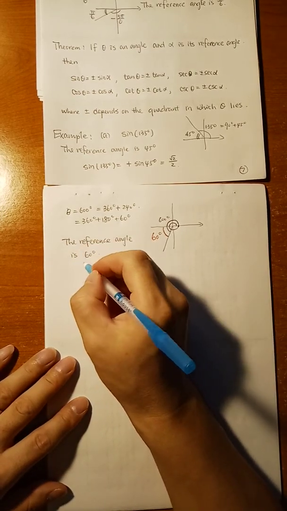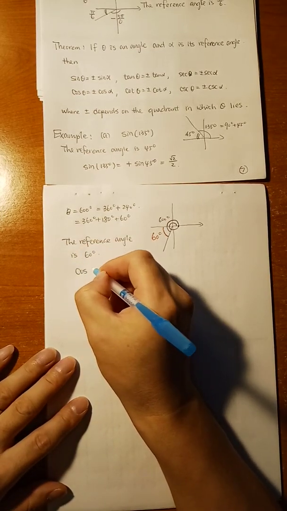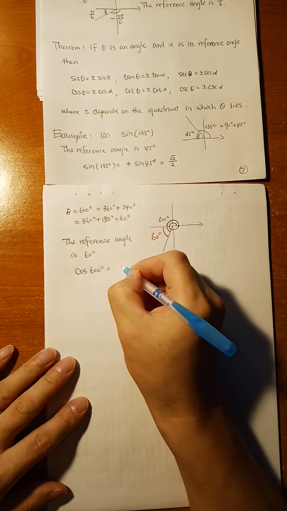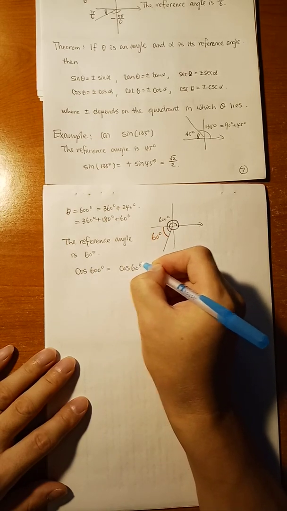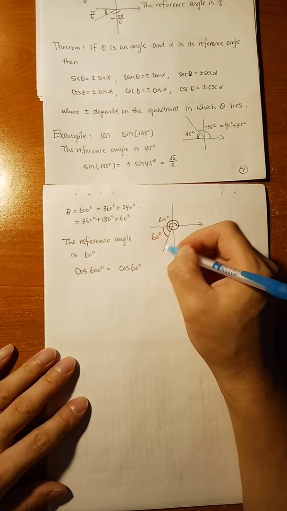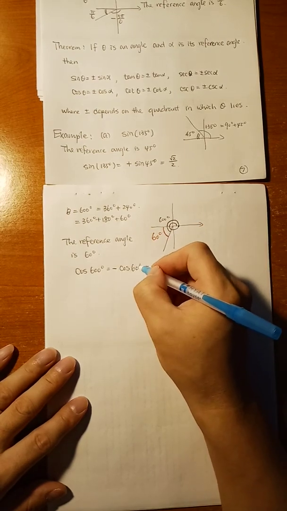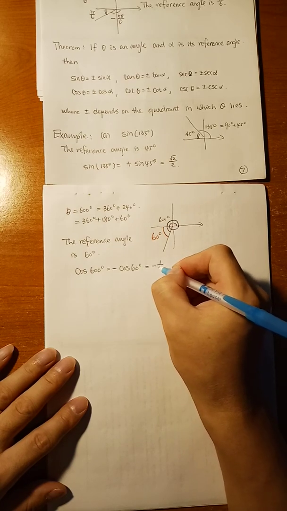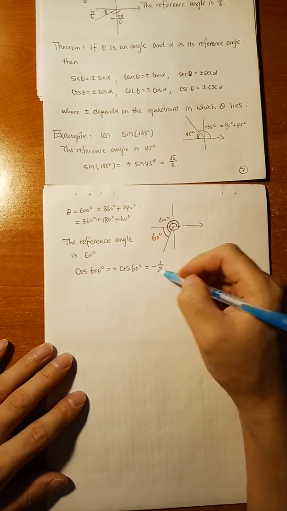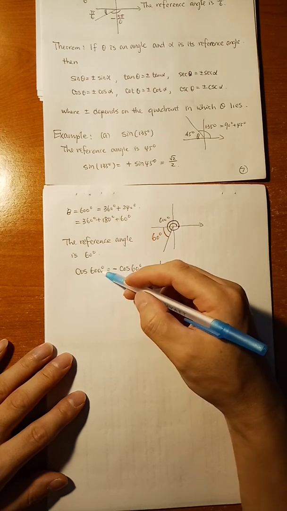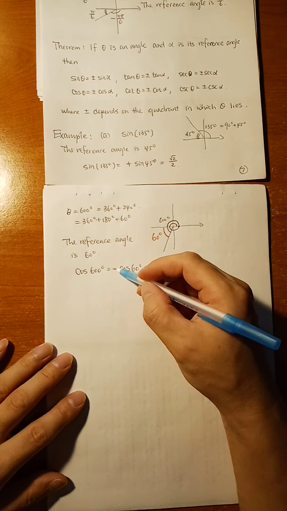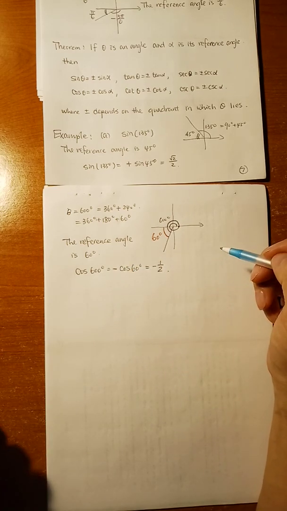So we're talking about cosine of 600 degrees, which is equal to cosine 60 degrees in magnitude. This is the third quadrant. In the third quadrant, cosine is negative. You just put the negative sign. Cosine 60 degrees is 1/2, so cosine 600 degrees is negative 1/2. Okay?